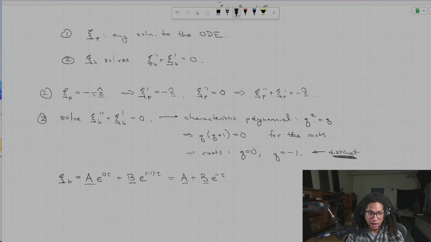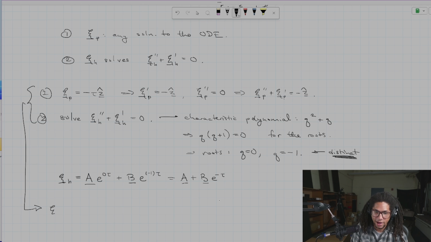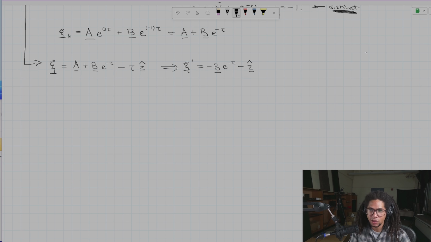Good. Now, it would be often the strategy, if this had been the differential equation that we had been given, to now use the initial conditions to solve it. But that's not going to be the strategy here. First, we're going to stick the homogeneous and the particular solution together. Then we will insert our initial values. Okay, so all of this implies that C is equal to A plus B e to the minus tau minus tau times z hat. Good. All right, now we're ready to start sticking in our initial values. So let's go ahead and do that.